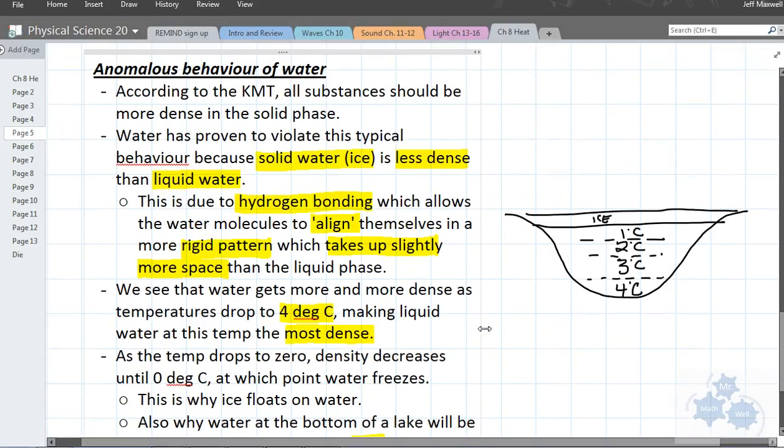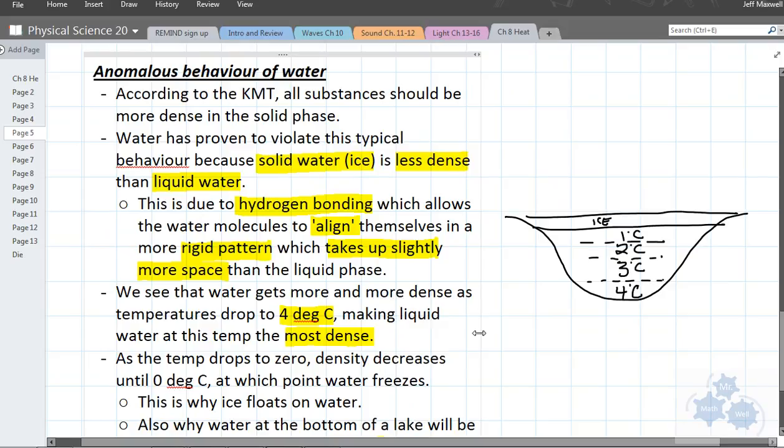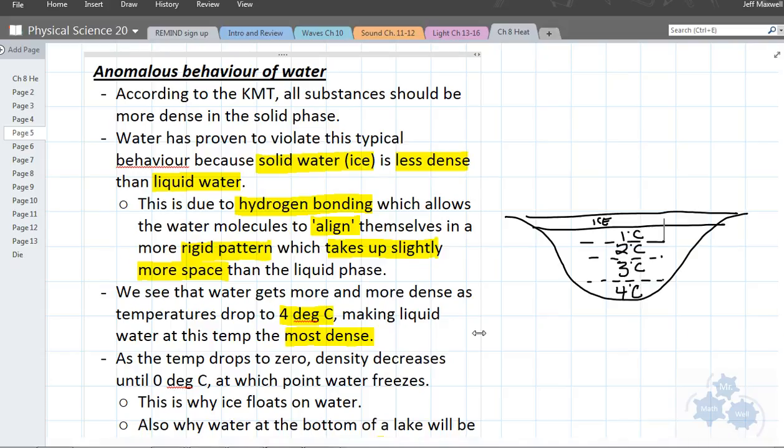Okay. So any questions about the video or about the notes or about the properties of water? Anything in that video that was strange or interesting or questionable, or anything in the comments?